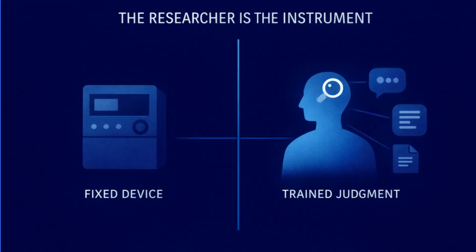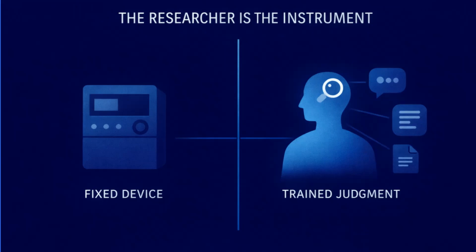In qualitative research, the phrase "the researcher is the instrument" appears frequently. It is often stated as a principle, but not always explained with precision. This phrase does not suggest that research becomes informal or unstructured. It means that the primary tool for generating and interpreting data is the researcher's trained judgment rather than a fixed mechanical device.